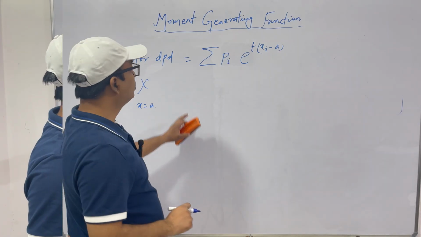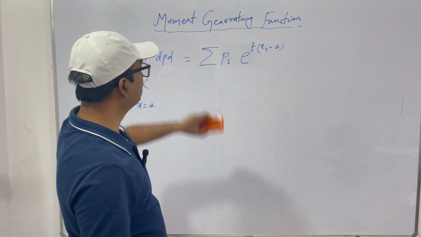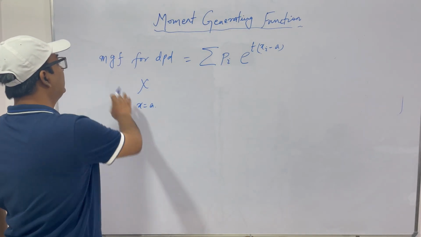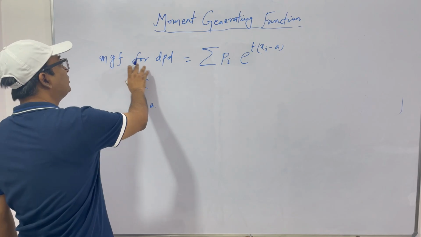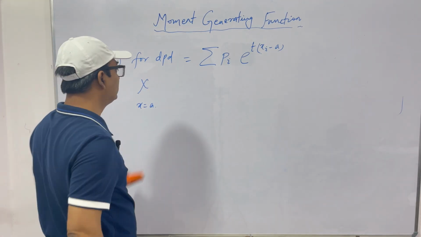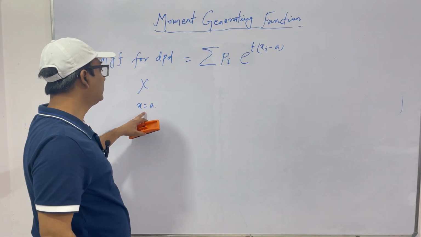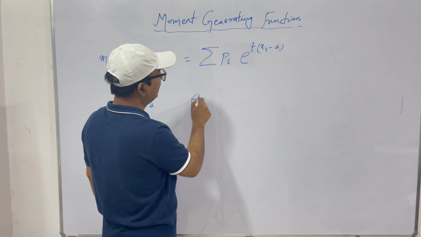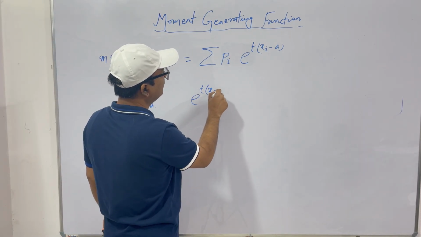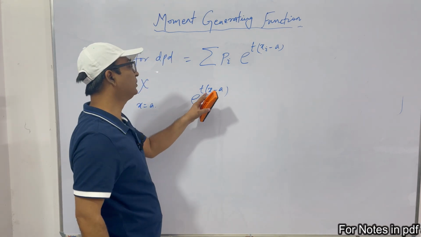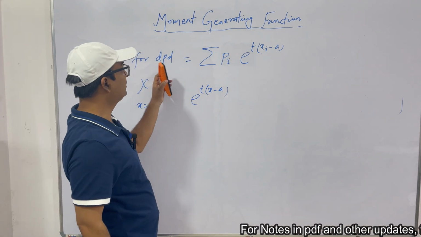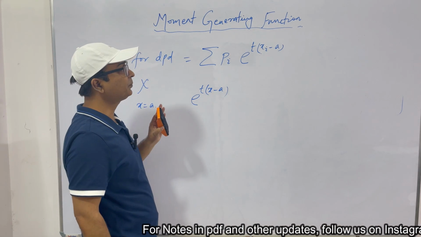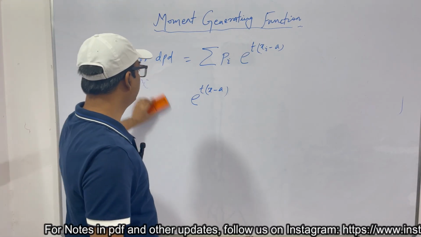So from this definition you can understand that the moment generating function for the discrete probability distribution for variate x about x equal to a is the expected value of e to the power t(x minus a), and is given as this. Clear? This is for discrete probability distribution.